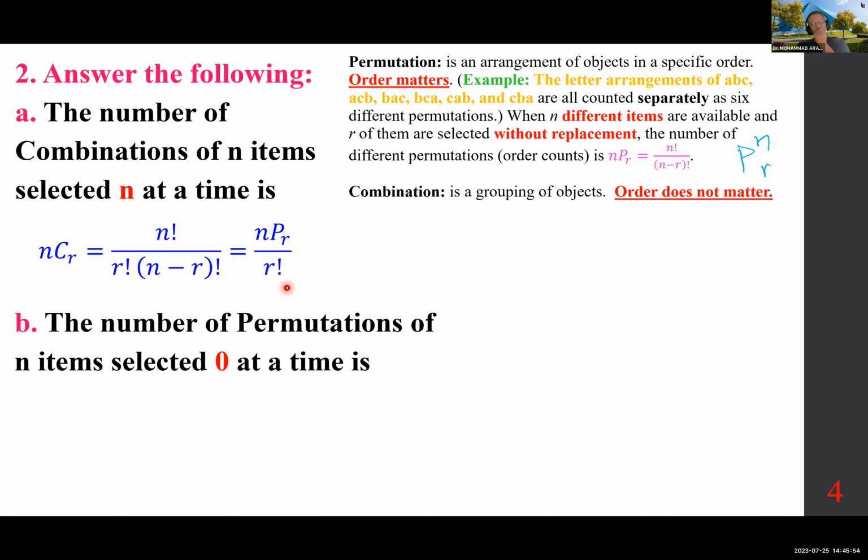So, having said that, if we want to do this, we are going to replace the r with n. And by the way, for the notation for combination, you can use this or you can use this one. Also, sometimes they use parentheses like so.